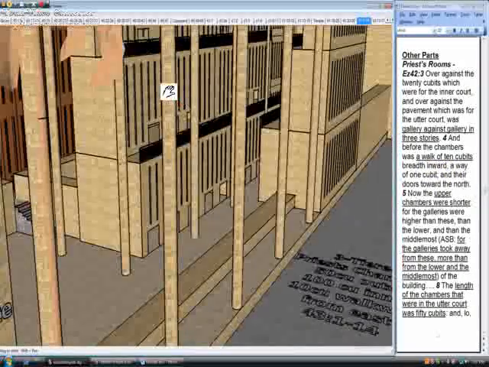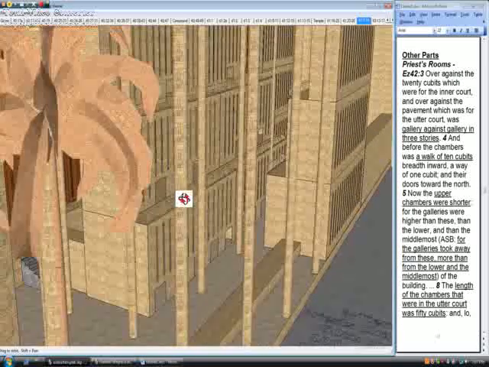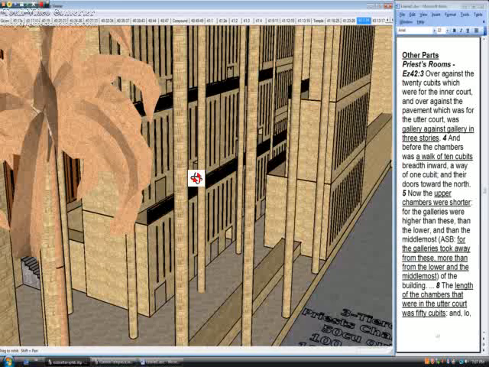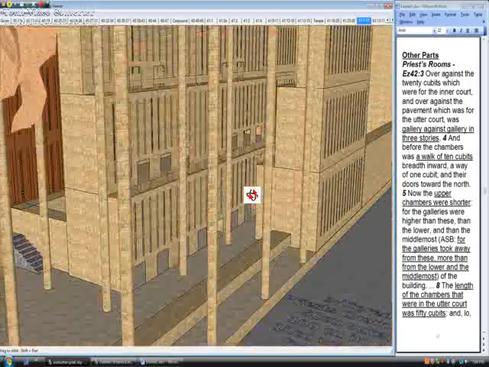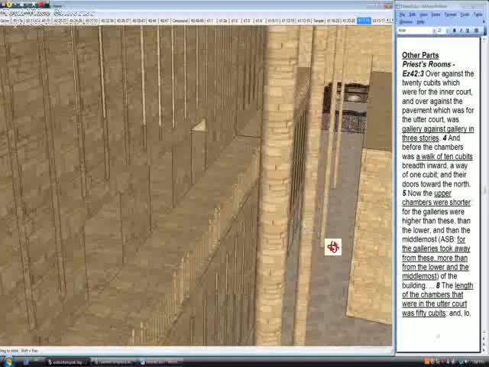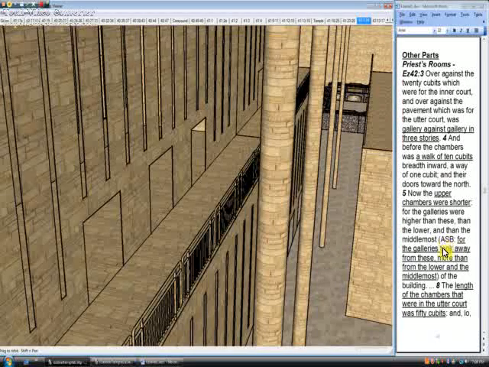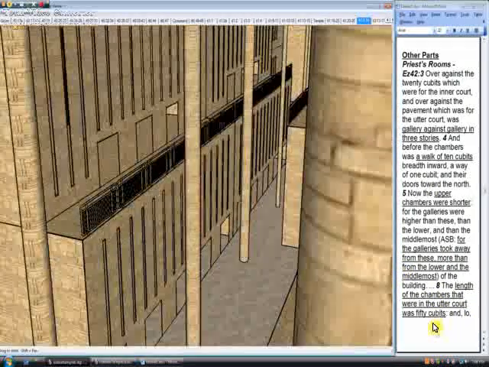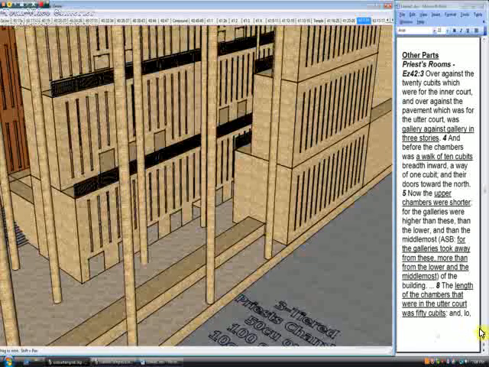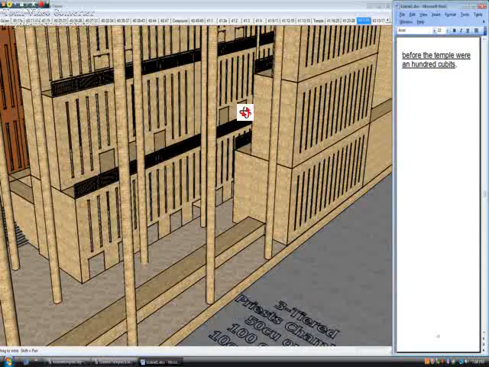They have a gallery upon gallery, 3 stories. These are the galleries, the walkways, so that every room can have a little bit of outside area. They also have a walkway through there of 10 cubits in between. And the chambers that were towards the outer court were only 50 cubits long, whereas the chambers that were before the temple were 100 cubits long.